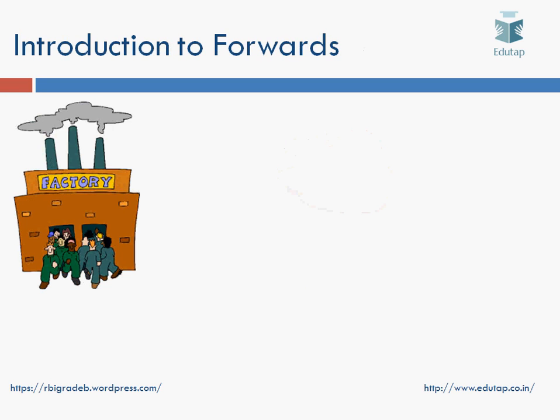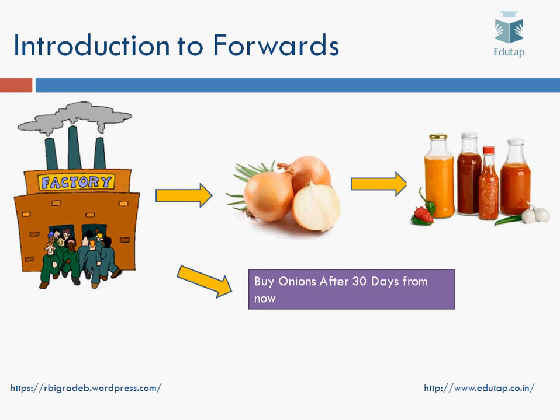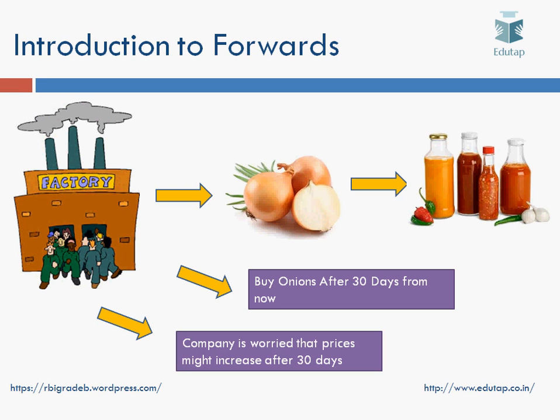Now let's take an example of a factory. I will make a connection of the factory with the farmer later in this video. So let's take a factory which uses onions to produce sauces. The factory has a stock of onions till 30 days from now, and after 30 days the factory has to buy onions. But the company is worried that the prices of onions might increase after 30 days, and that they would have to pay more for those onions.